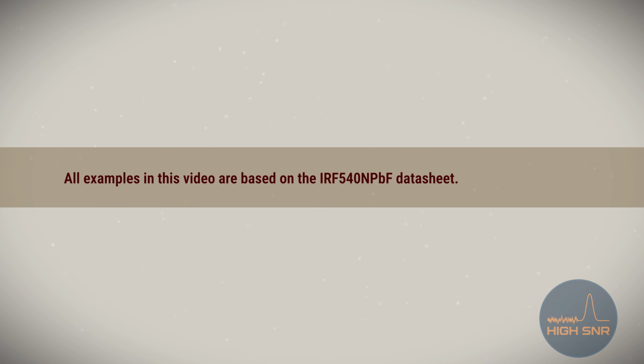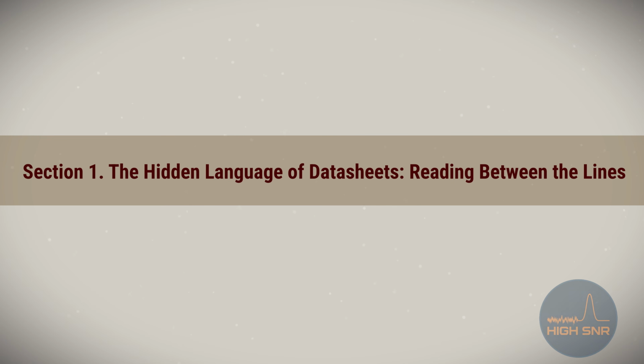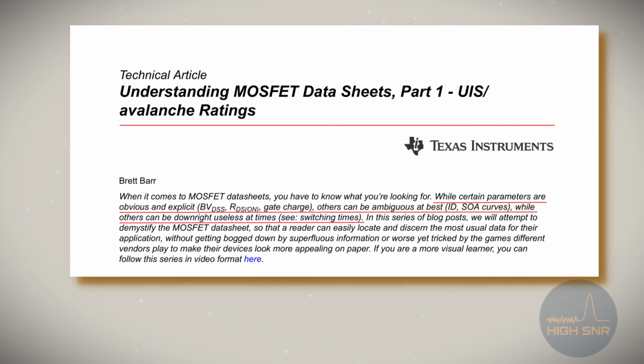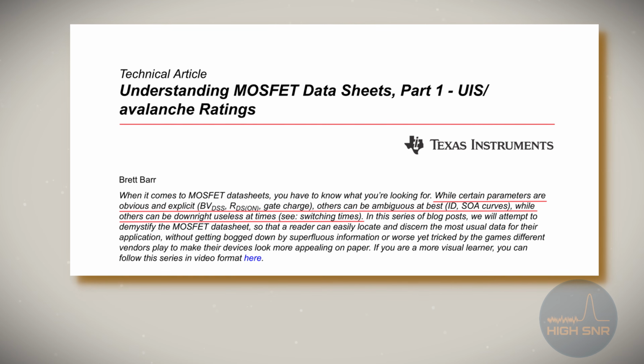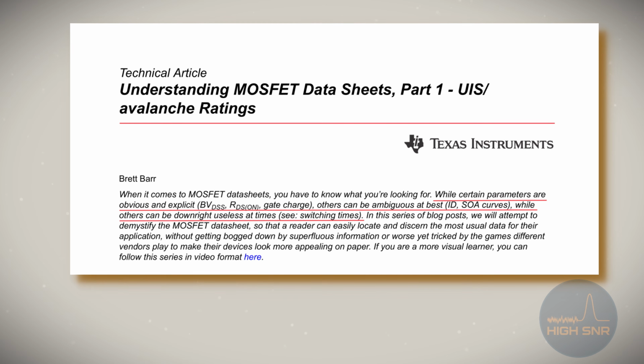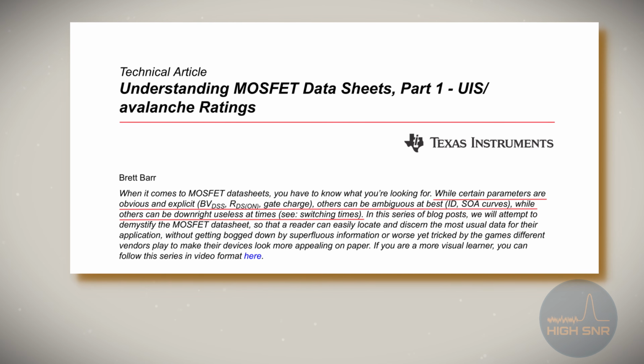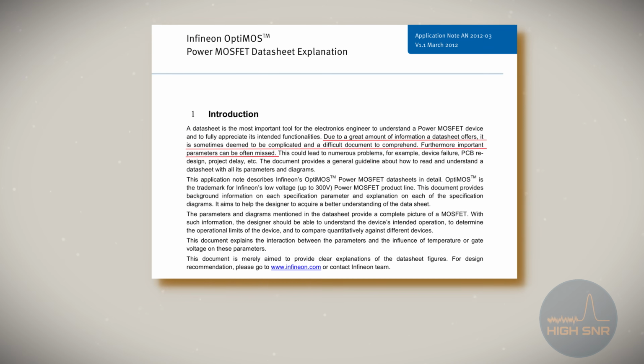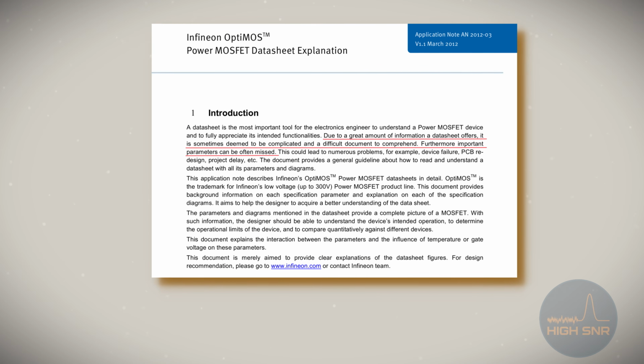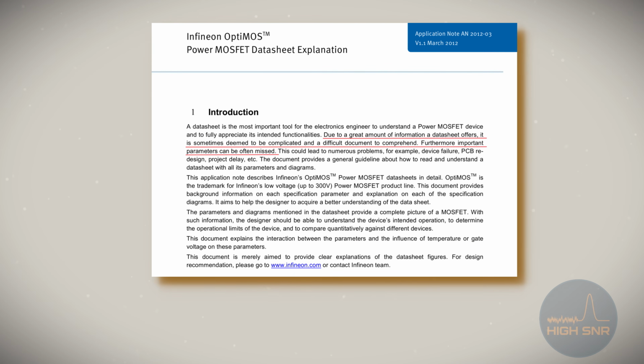Let's go. Section 1. The secret language of datasheets. Reading between the lines. Component manufacturers often warn us in plain text, right in the most prominent places, usually in the general description or in the legal disclaimer. One manufacturer writes in very clear English: "While certain parameters are obvious and extremely accurate, others may be ambiguous at best, and some can, at times, be completely useless." Another adds a strict condition: "All operating parameters, including typical parameters, must be validated for each customer application by the customer's own technical experts."